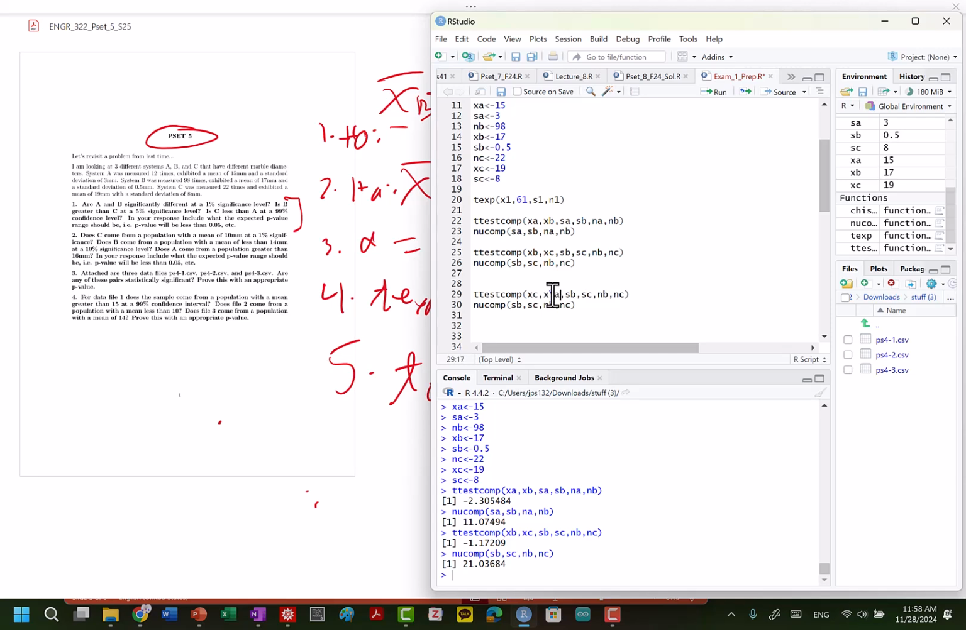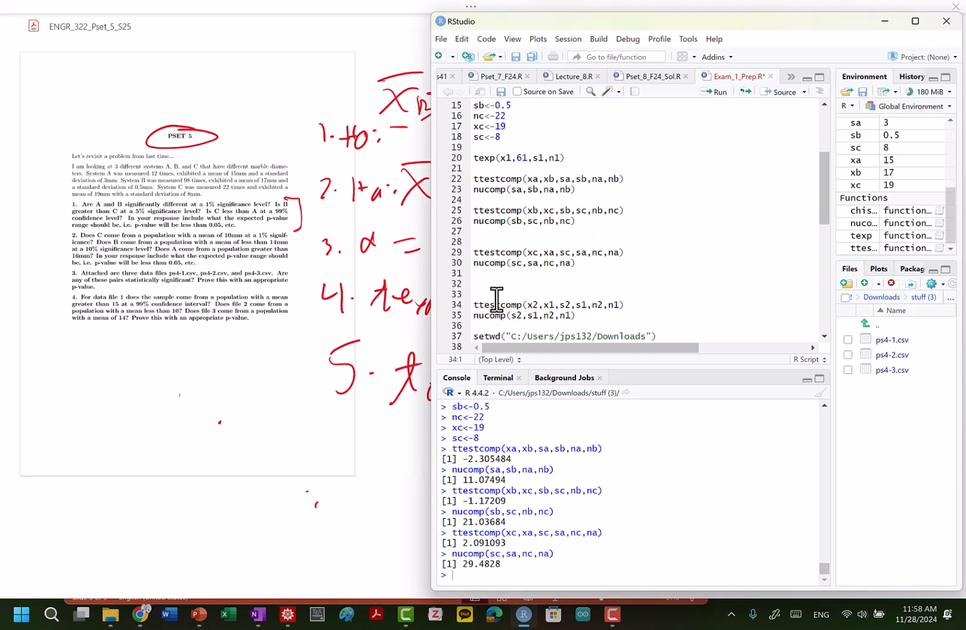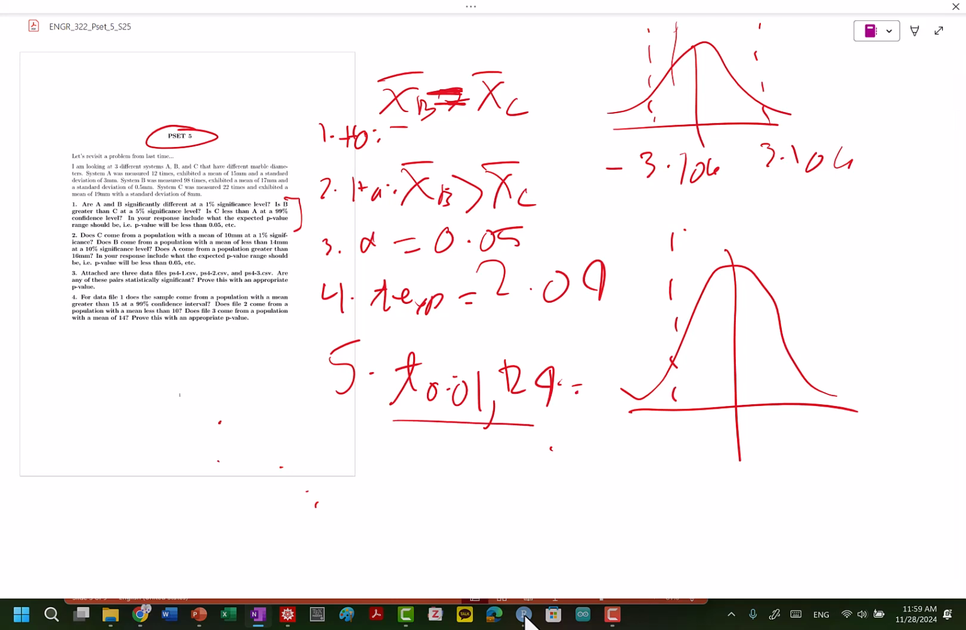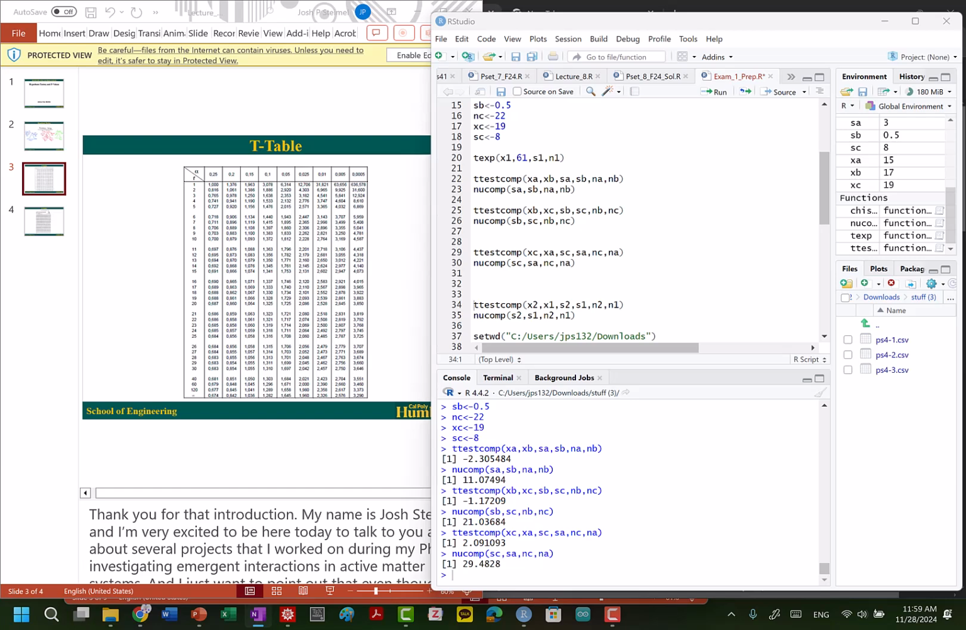C, A, C, A. And then boom, boom. So we have 29. And our T experimental was 2.09. This is a left-tailed test. So whatever this value is, it needs to be negative. So 0.01, 29.